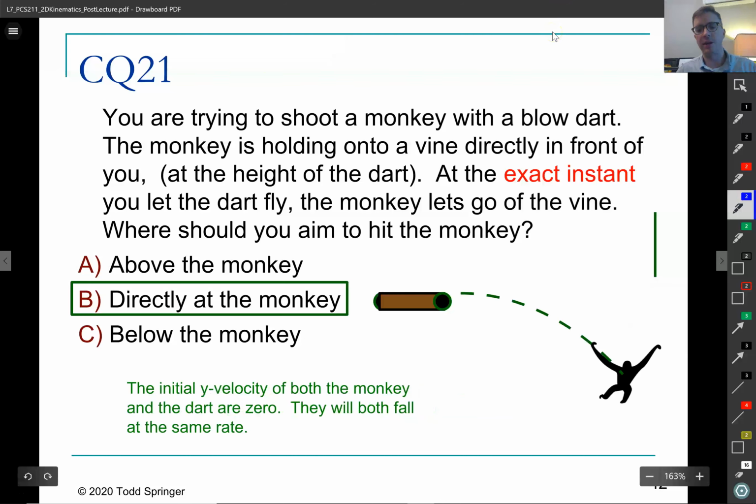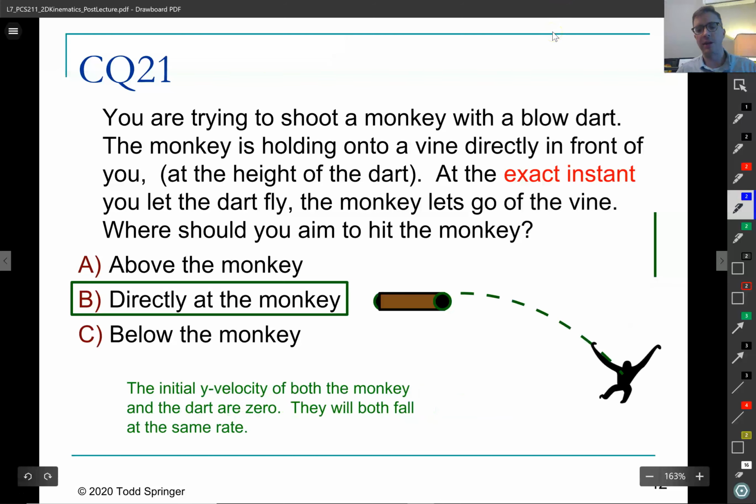Remember that gravity affects all objects the same regardless of their mass. They both have an acceleration equal to g downwards. And so if you aim directly at the monkey, your dart will fall at the same rate that the monkey is falling, and you will hit the monkey.